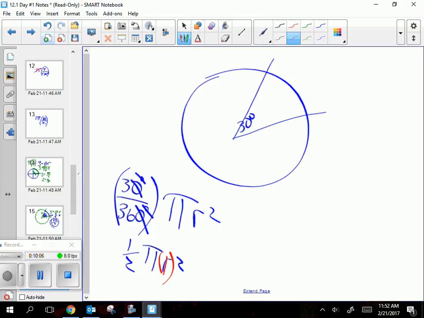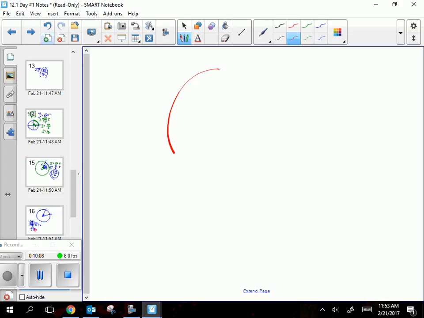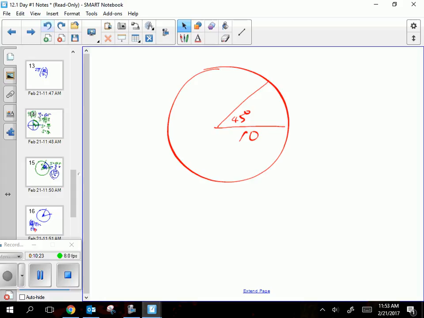All right, I'd like you to get the area of this sector of this circle. It's not a 90, it's half of that. So it's a 45-degree angle. And this part right here is 10. Tell me the area of this sector of the circle.